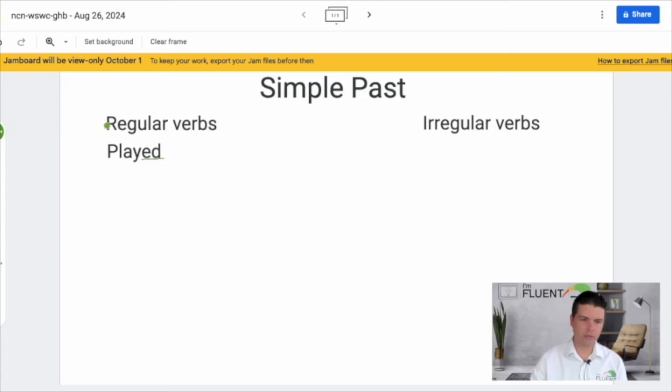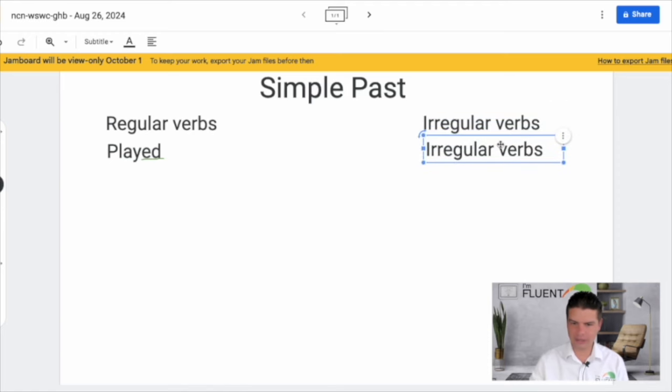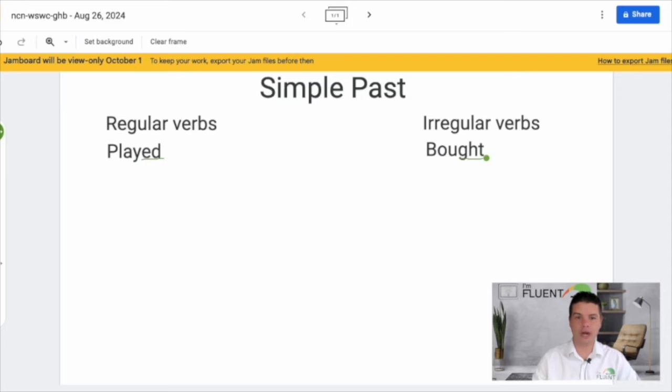There are also some elements to take into account: if a verb already finishes in the letter E, we just add the letter D. We do not add another E and then add D. In regards to the irregular verbs, let me put one that we're going to use for the sentences or the examples: bought. And I'm also going to underline these endings, which is quite common to see in the irregular verbs, but we have many more.